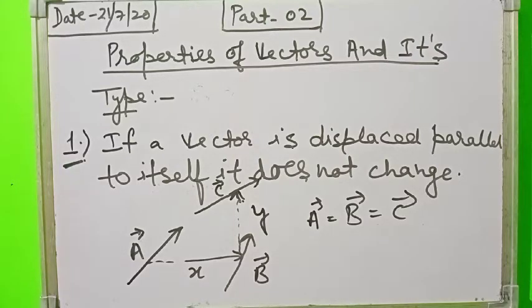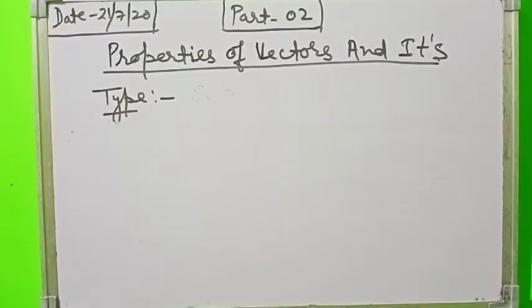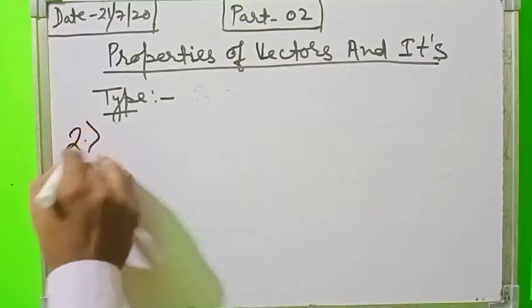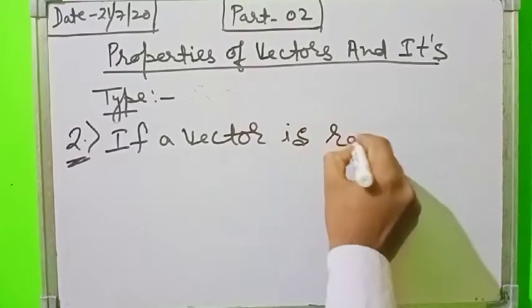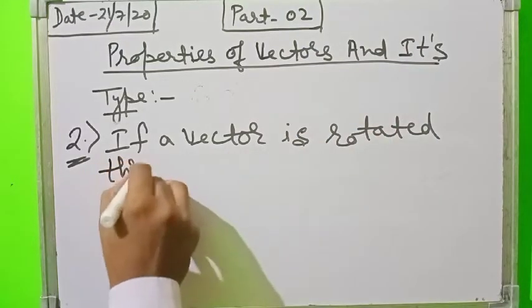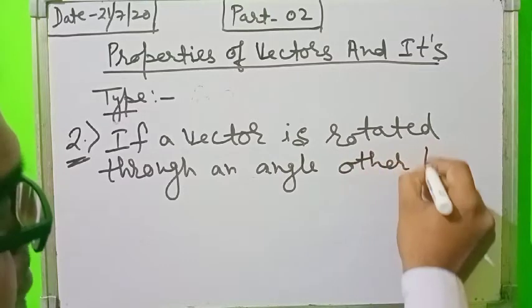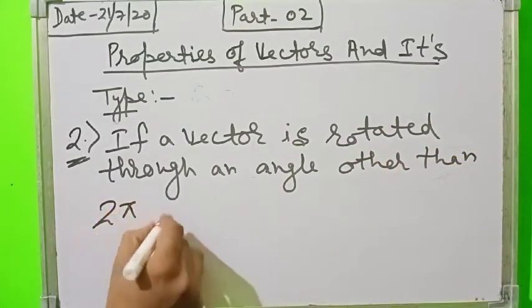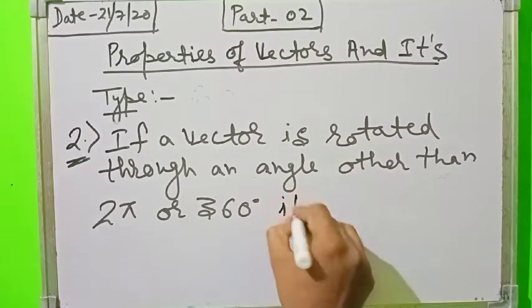The second thing is, if a vector is rotated through an angle other than 2 pi or 360 degrees, then it changes.